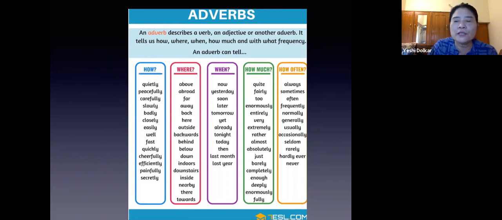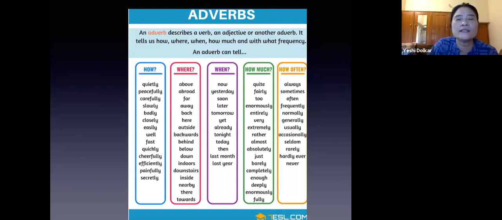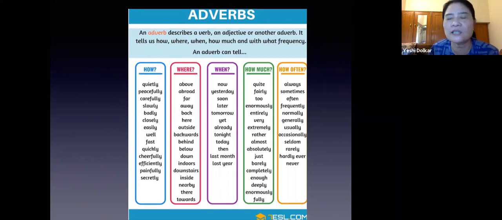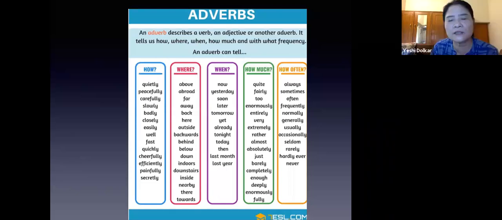So the order is in this chart. You have this chart. Much. And then adverbs of place: above, abroad, far, away, back, in front of, at the back, in the middle, behind, below. These are all adverbs showing place. Then now, yesterday, tomorrow: these are adverbs of time. So you can use all these to expand your basic sentence. How much: entirely, enormously, very, extremely, absolutely.